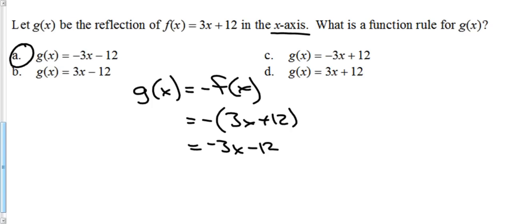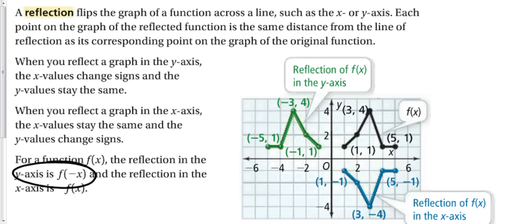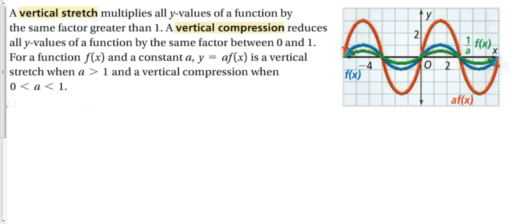So we've done horizontal and vertical translations and reflections. So next up is something called stretches and compressions, vertical stretches and vertical compressions. There are also horizontal stretches and compressions, but we're not going to get to them until much later in the course. Okay? So a vertical stretch multiplies all the y values of a function by the same factor greater than 1. A compression reduces all y values of a function by the same factor between 0 and 1.